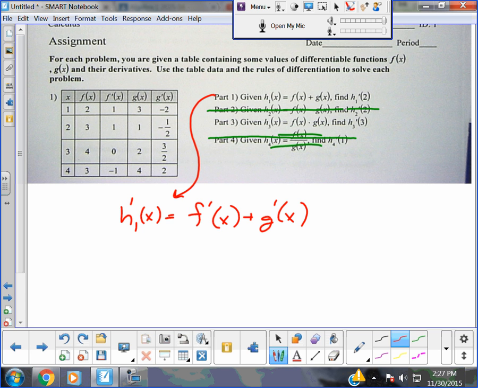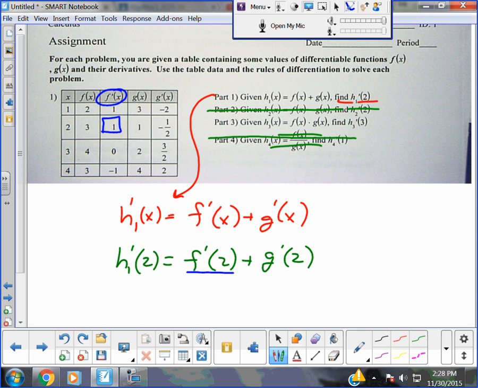When you have a sum, you can just take the derivatives. You don't have to worry about doing parts. Then it says find h1 prime of 2. Well, now it's simply a substitution problem, and I think this is what got some students. So now I'm going to look up f prime of 2.